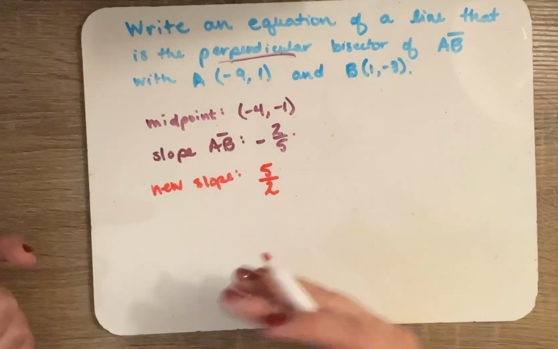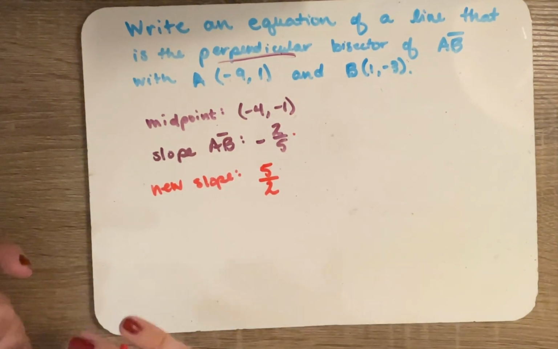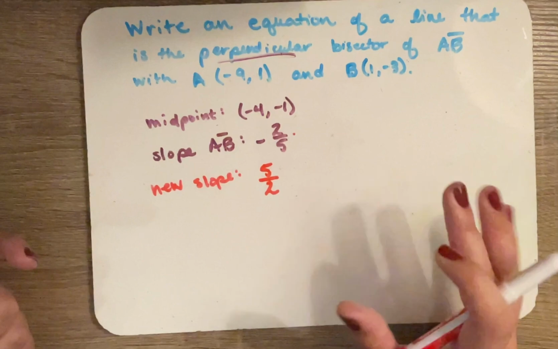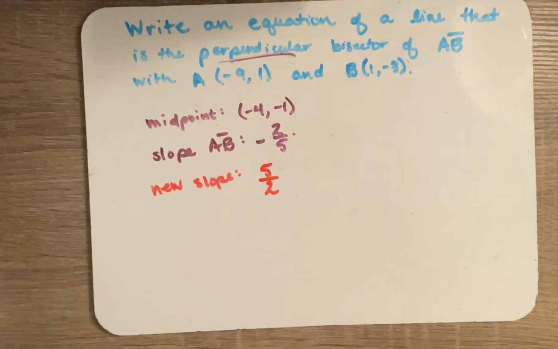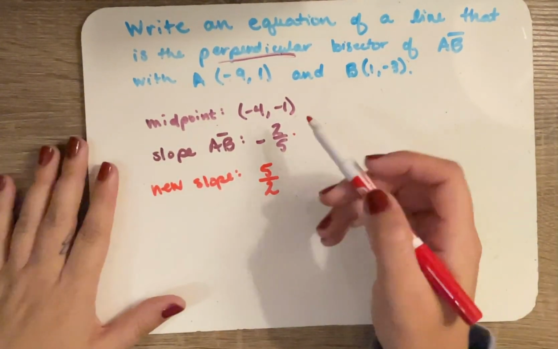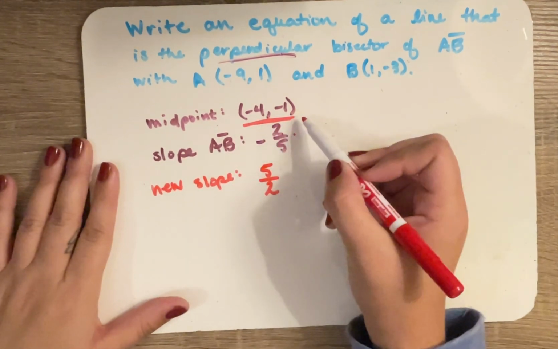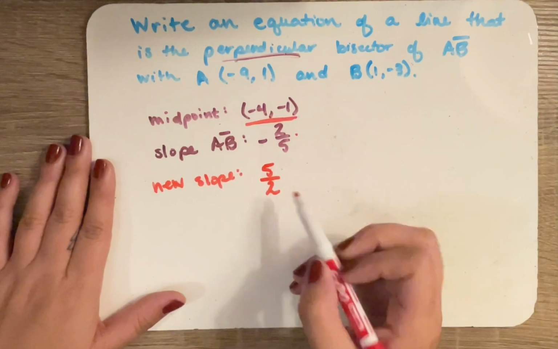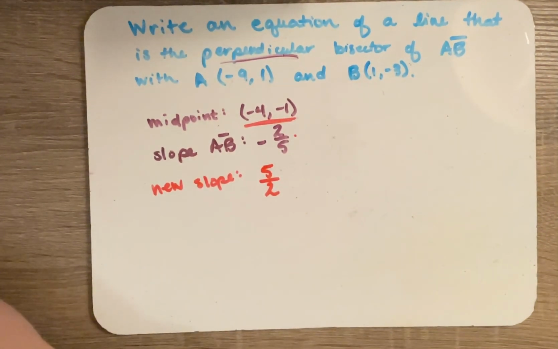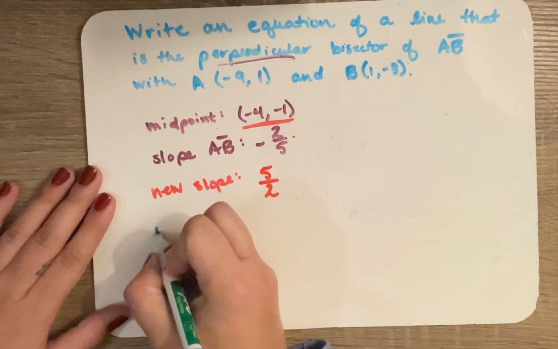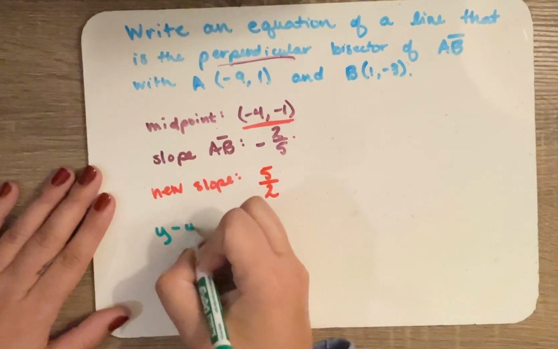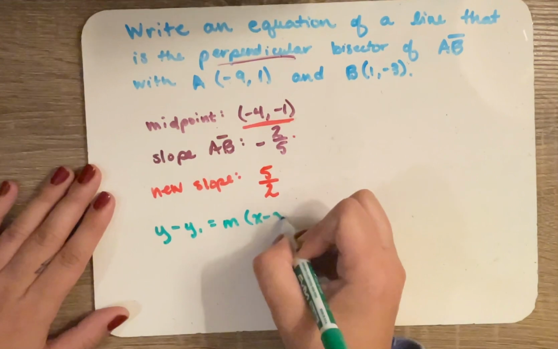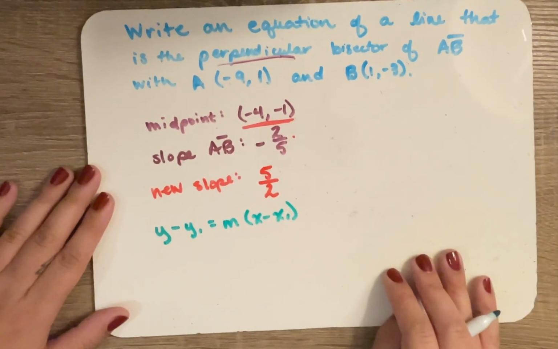So from here, there are a couple ways I can go. I can go back to my graph, or I can just write this in point slope form. So I'm going to do both. Let's start with point slope form. I have a point that will be on the perpendicular bisector. It's going to go through the midpoint, and I have the slope. So for point slope form, the general formula there is y minus y1 equals m times x minus x1.